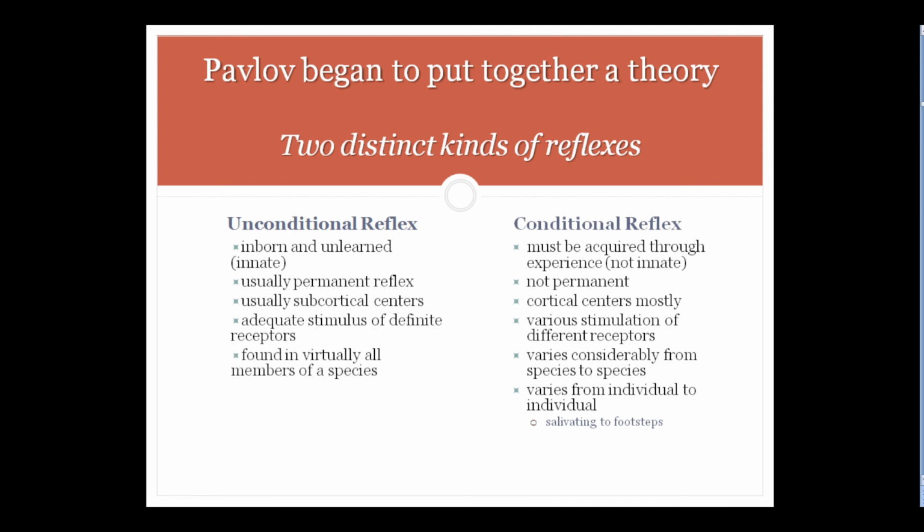Now, conditioned reflexes are learned and depend on your personal experience, so they vary considerably from species to species, and even within the same species, like me and you, we might have some different conditioned reflexes. Unconditioned reflexes are found virtually in all members of the same species, which means they are the same for all humans. As such, conditioned reflexes vary from individual to individual, while unconditioned reflexes almost do not vary; they are stable.